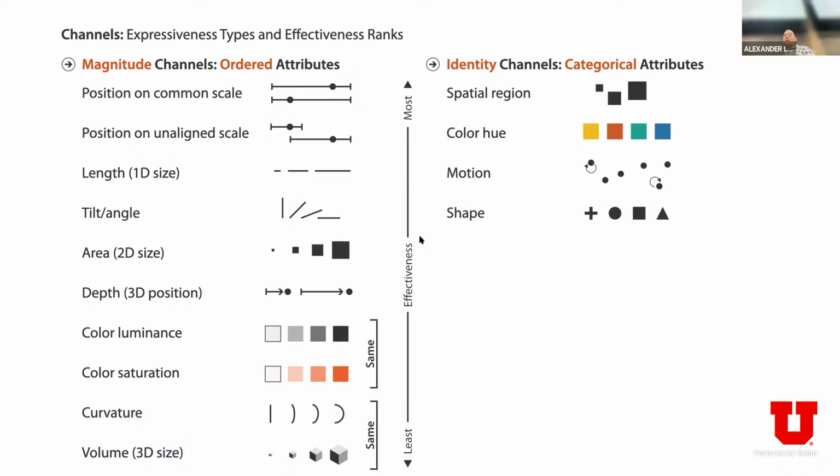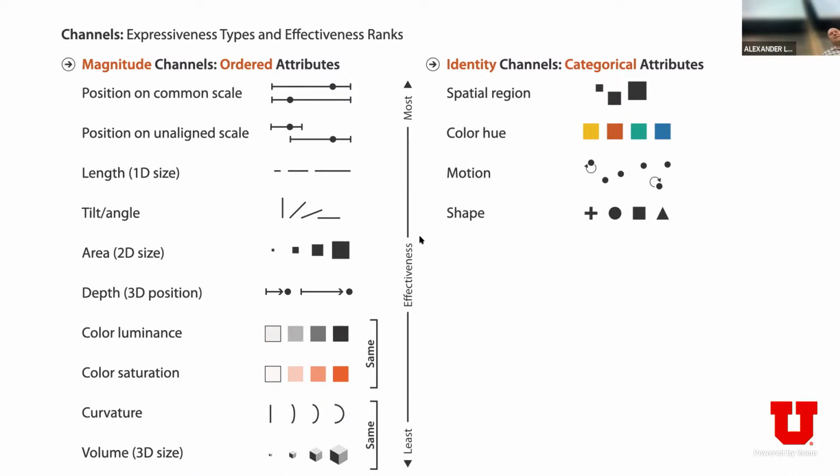So position on a common scale is something that we can very clearly distinguish. Position on an unaligned scale is a little bit trickier for us to distinguish. And then we go down: length, tilt, area, depth, 3D position, color luminance, color saturation, curvature, and then at the very bottom, volume of an object, like 3D size. And on the identity channels, we have spatial region, which tells you something about position, right? Spatial region and position are basically the same thing.